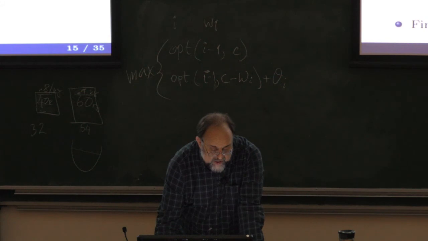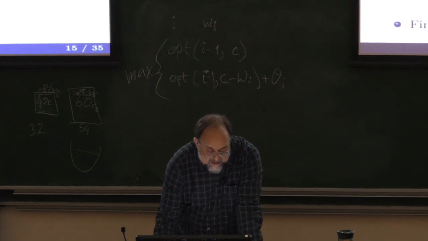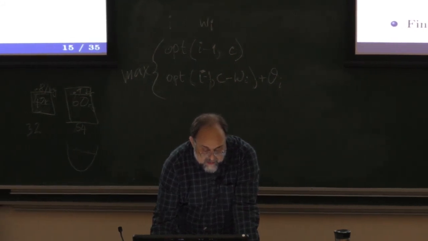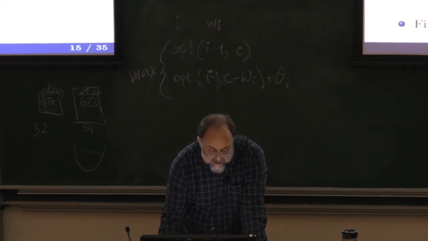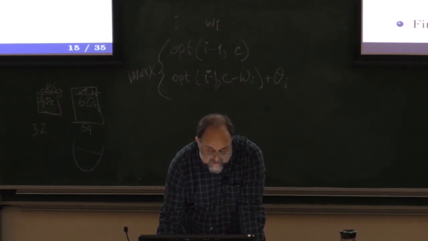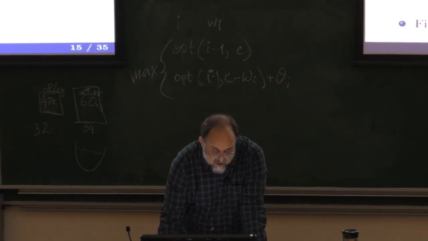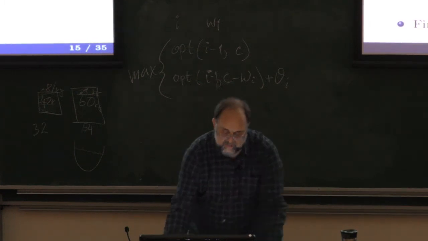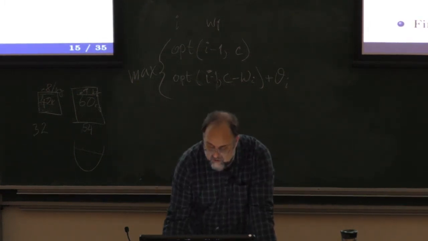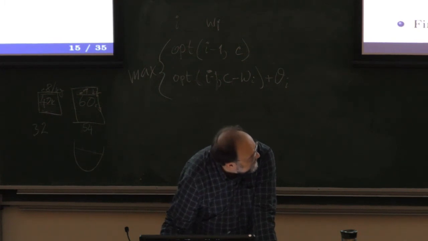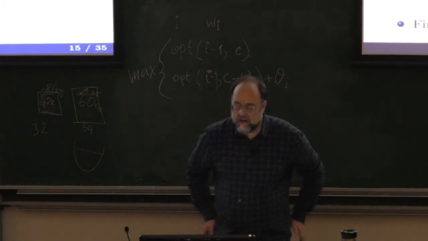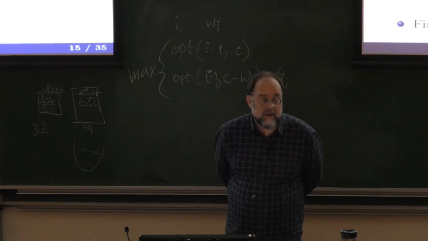And if v_i plus the solution here is better than the solution here, I will take this, otherwise I take the other one. So here it is, if opt(i minus 1, C minus w_i) plus v_i is better than opt(i minus 1, C), then we take that solution. Otherwise, we take as optimal solution just opt(i minus 1, C). Right? And of course, the final optimal solution will be the one that sits in the right-hand side most corner.